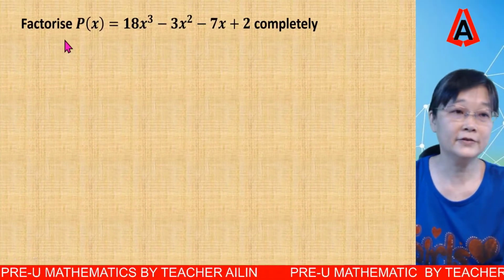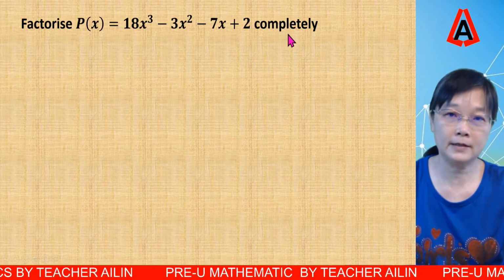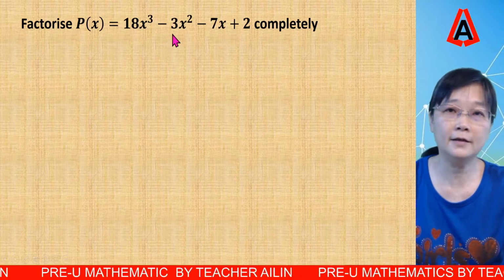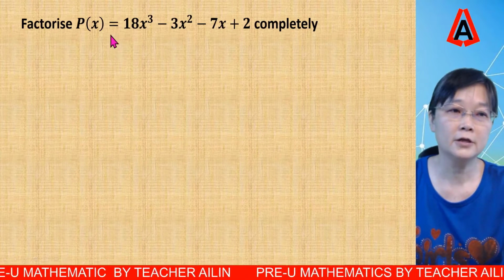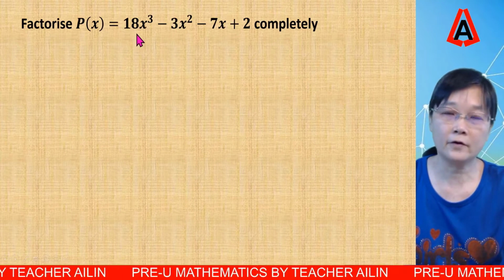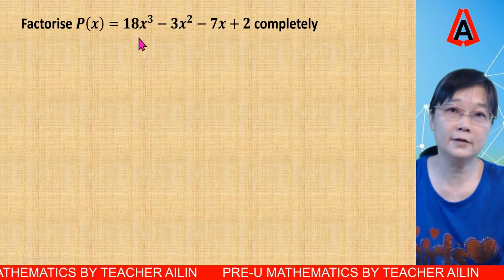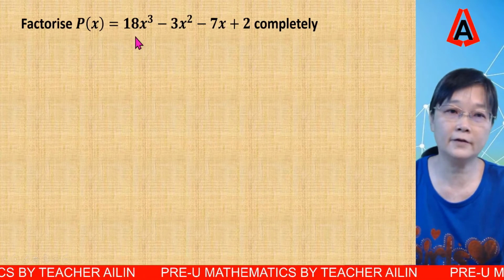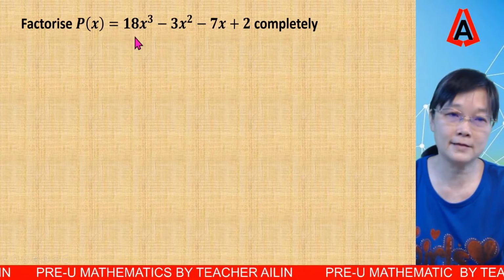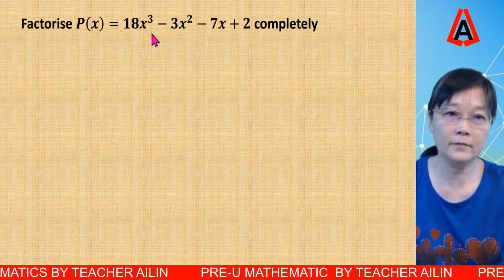Now we move on to this example. Factorize this polynomial completely. For this question, we are not given any additional information to do the factorization. That is different from the two examples before this, where we are given the first factor of the polynomial, and after that we continue to do the factorization. But for this example, we are not given any information.